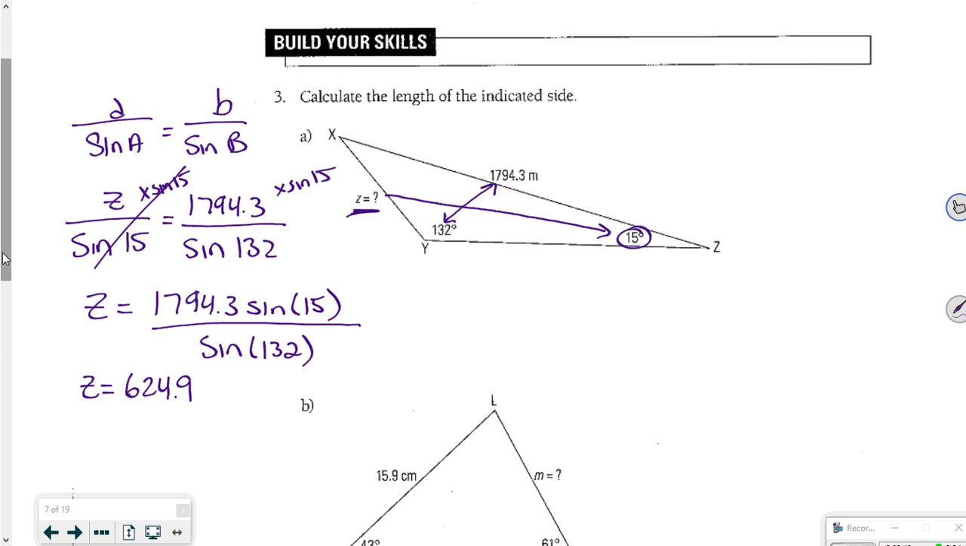And we're finding a side length. It needs to have units. Our original units were meters. This is in meters.